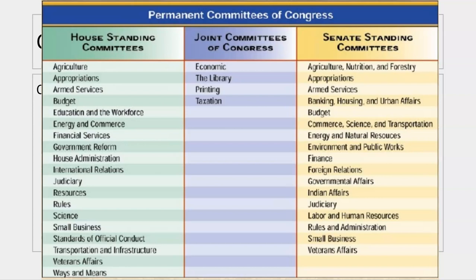They have actual meeting rooms. They are permanent. We have a lot of other committees, which we'll talk about in a second. But the idea here is these are the ones that are permanent, that are regular, and have been there for the 200 plus years that our Constitution has been in existence and that this bicameral body has been in existence.